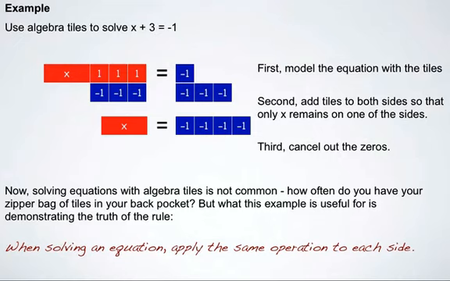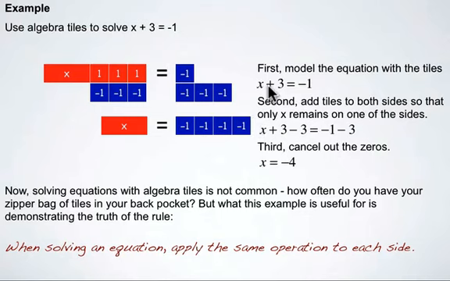So solving equations with algebra tiles is not something that's commonly done because we don't carry tiles with us. But it can be useful for demonstrating the truth that you have to apply the same operation to each side when solving an equation. I had to add 3 negative 1 tiles here to isolate my variable, so I had to add 3 negative tiles over here as well to maintain the balance.